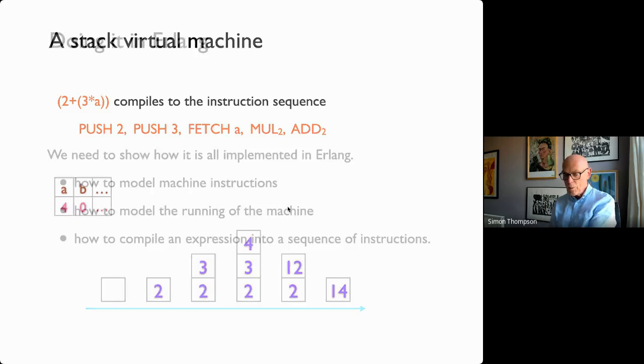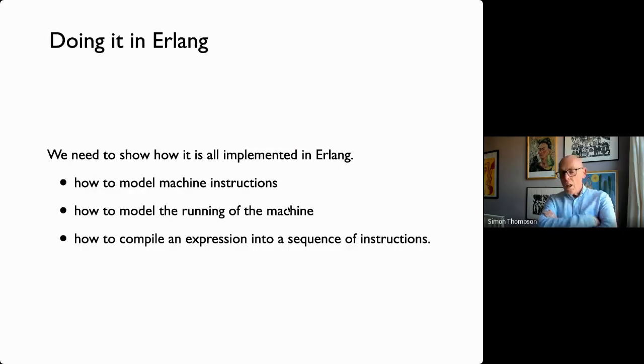So let's see what we have to do. Again, a bit like what I did with expressions, the first thing you've got to think about is what types you're going to use. So this is type-directed programming. We need to think how to model these different kinds of thing. We need to think how to model a single machine instruction. We have to model how to run the machine: what does it mean to run that machine? And we have to think how we're going to compile an expression into a sequence of instructions. We also need to think about how to represent a sequence, but I guess that's not so difficult to work out.